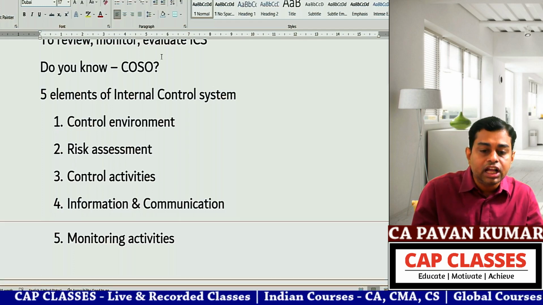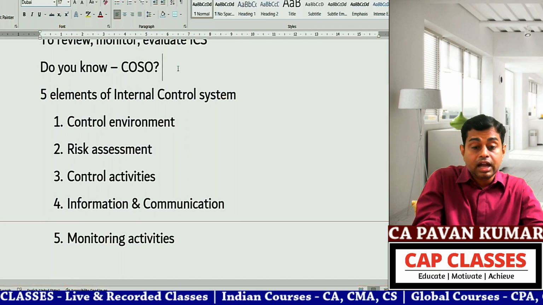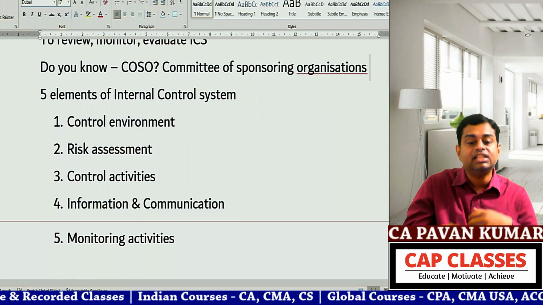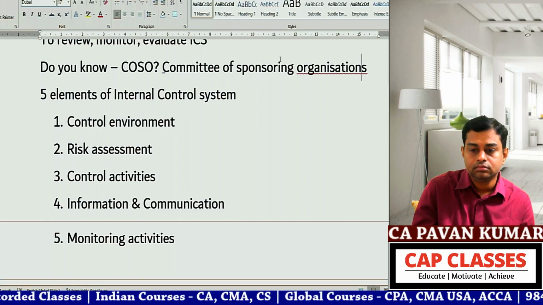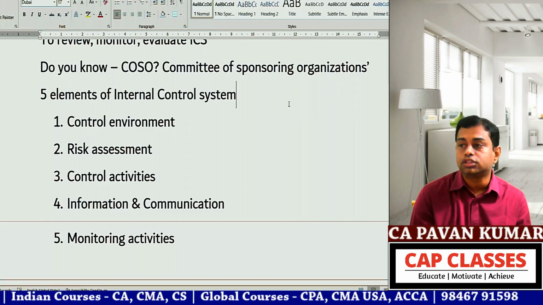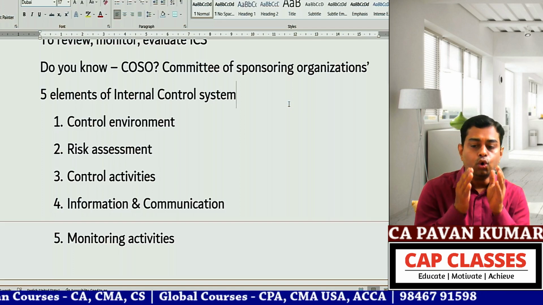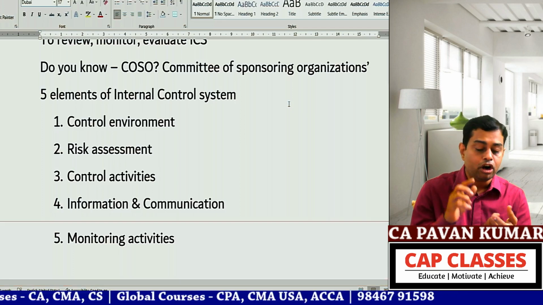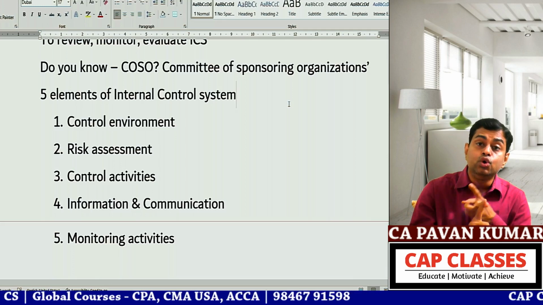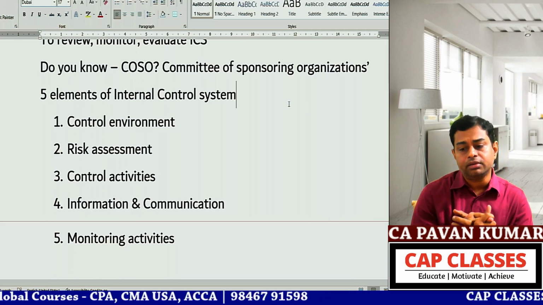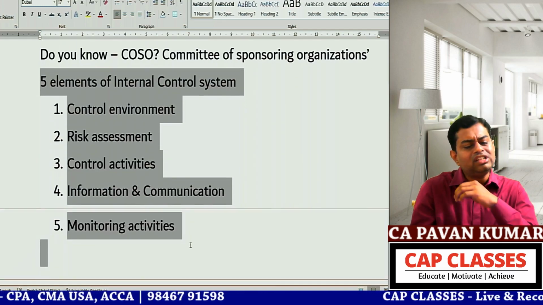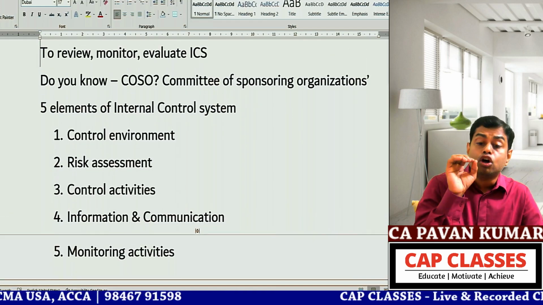So this COSO is there, no? COSO stands for Committee of Sponsoring Organizations. So the whole content what you study in international standards on auditing, ISA 300, 315 and all, whatever the series is, or Indian standards on auditing, this whole topic, the whole standard is a copy paste of the COSO framework.